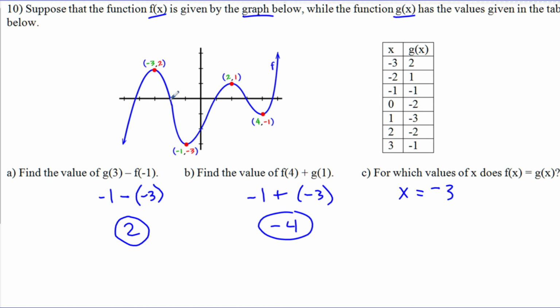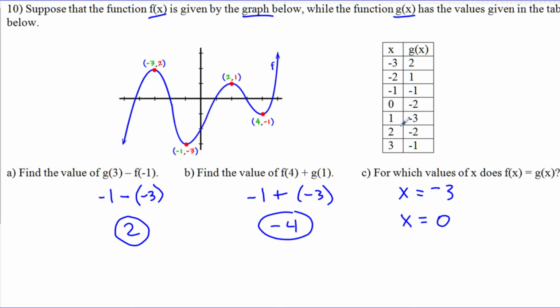At negative 2 in the f function, I have a 0. And in the g function, I have a 1. That's not equal. In the f function, when I have a negative 1, my output's negative 3. And it's not negative 3 over here, so that's not true. At 0, I have a negative 2. And I have the same thing happening over here, so that's another good x value. When x is 0, the outputs are the same.